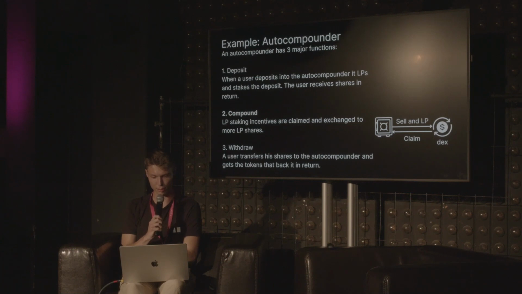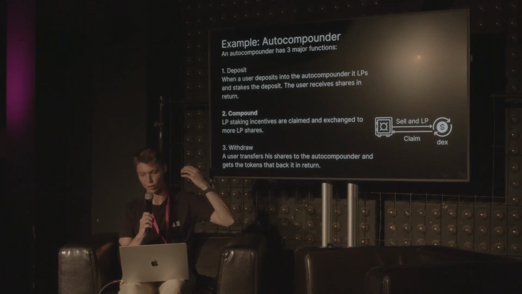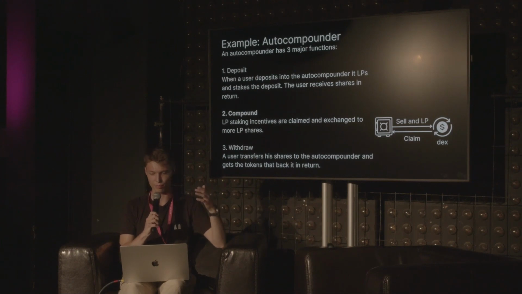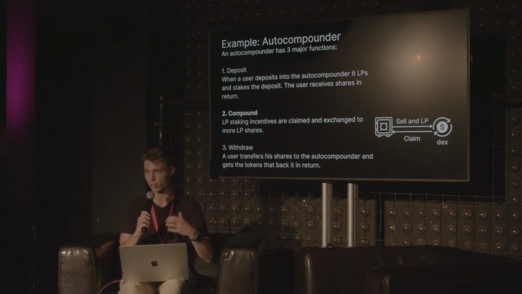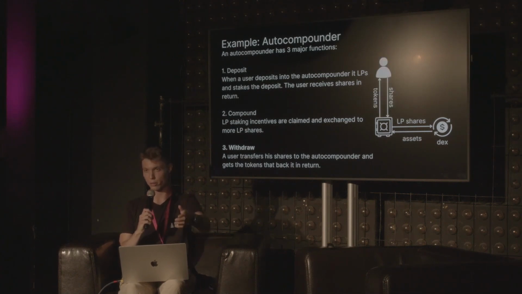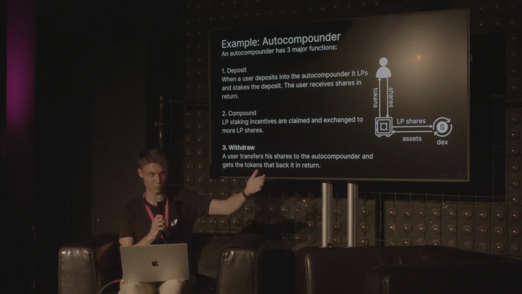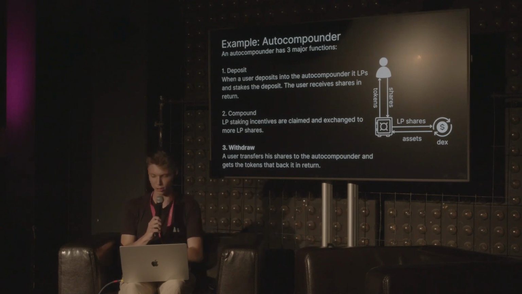So that's the deposit. The compound action: the auto-compiler should recurringly claim the rewards that they're earning on their LP tokens, and then sell those rewards and LP them to increase the stake. And then to withdraw, the user should be able to send their shares back to the auto-compiler, and the auto-compiler should withdraw the liquidity and send it to the user, depending on how many shares they gave.